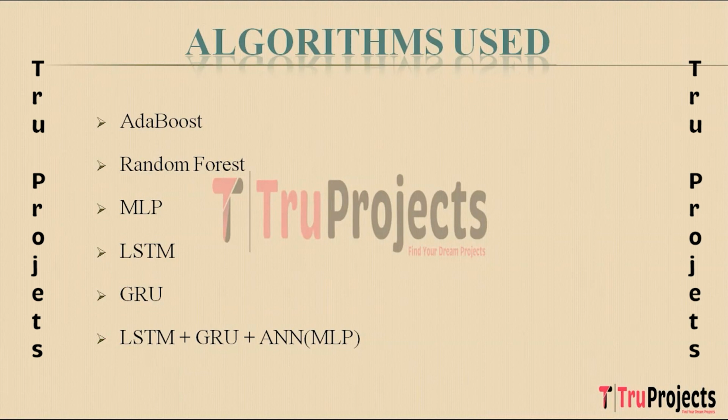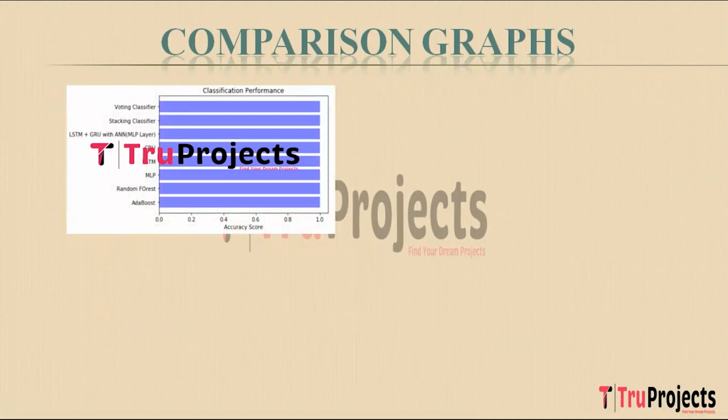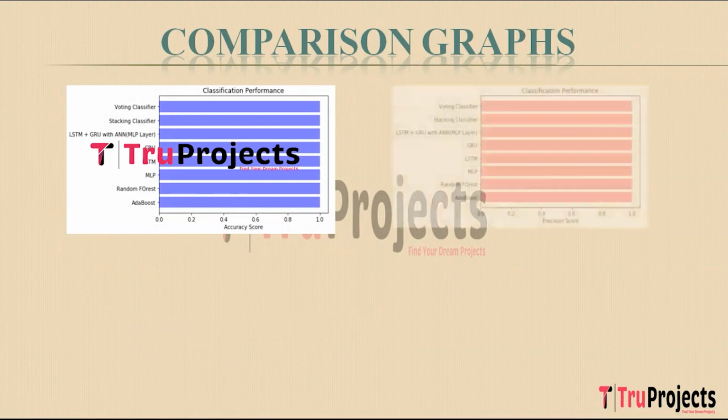So this is the horizontal bar graph comparing accuracies of different algorithms. In this graph on x-axis I have accuracy scores, and on y-axis I have algorithm names. So accuracy measures the overall correctness of predictions, showing the percentage of correctly classified instances.